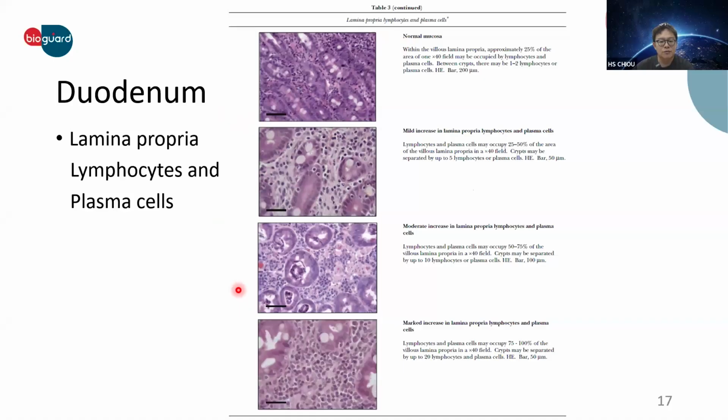In moderate inflammation, cells occupy 50 to 75%, and crypts are more clearly separated by inflammatory cells. In marked cases, the lamina propria is densely packed, 75 to 100%, with significant architectural disruption. So the key is not just the presence of cells, but their density and impact on tissue structure, which help us grade disease severity consistently.